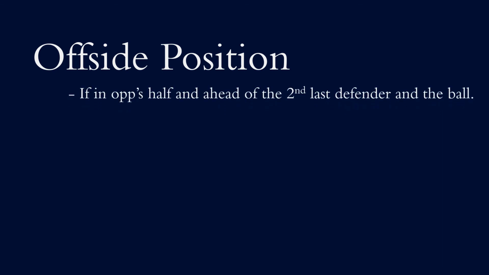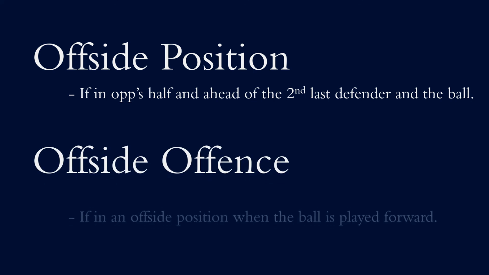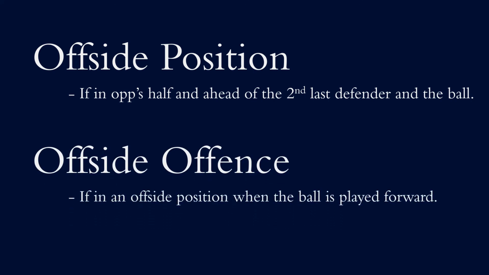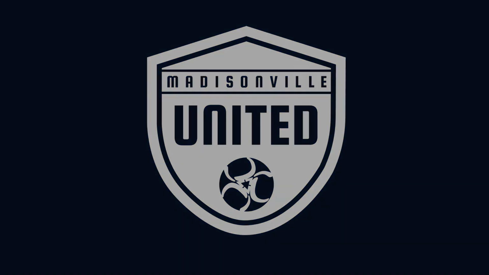Okay, a quick review. Two main components to offside. One, being in an offside position, which means you're in the opponent's half and ahead of the second last defender and the ball. But the ref doesn't call it until the ball is played forward by an attacking teammate, and only if the player in the offside position is active in the play. Okay, so this covers the basics of the rule. Remember, there are more details and nuances to the rule, but this is most of what you need to know.